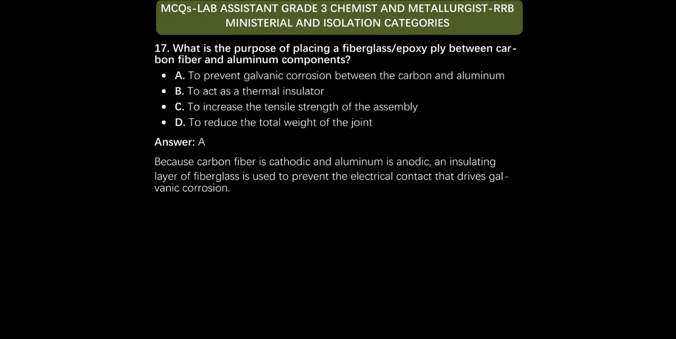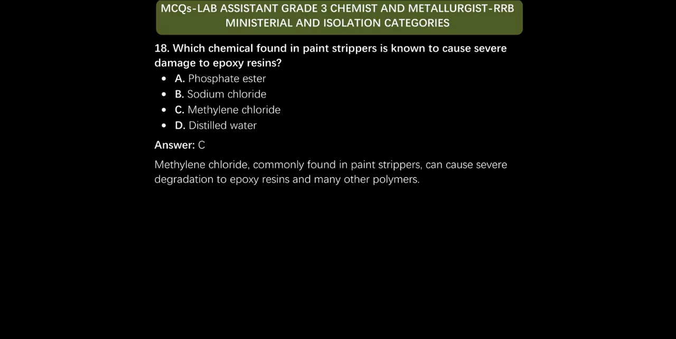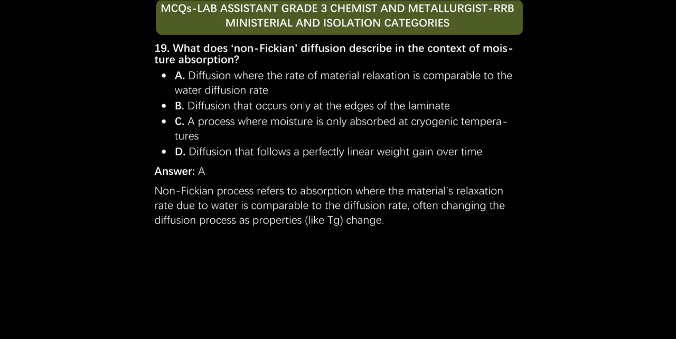What is the purpose of placing a fiberglass epoxy ply between carbon fiber and aluminum components? Option A. To prevent galvanic corrosion between carbon and aluminum. Which chemical found in paint stripper is known to cause severe damage to epoxy resin? Option C. Methylene chloride. What does non-Fickian diffusion describe in the context of moisture absorption?